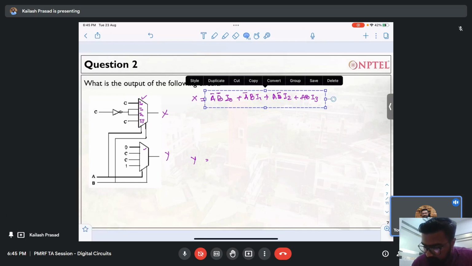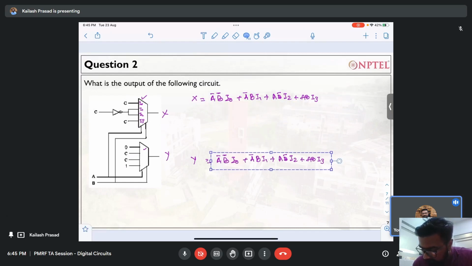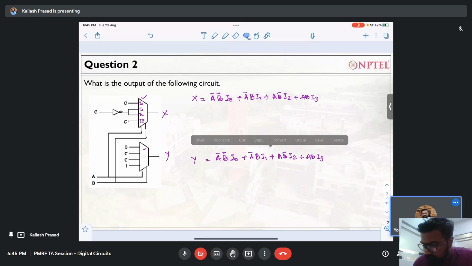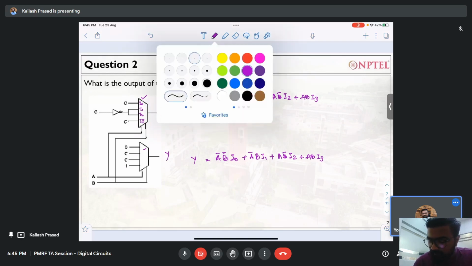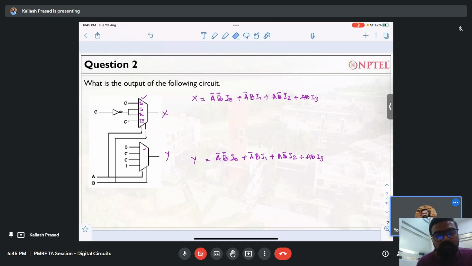See how to solve this problem. You write down the equation. If you write down the equation, half the question is already solved. And what you have to do is just put the values of I0, I1, I2 and I3. Right? Anybody want to tell me what X is and what Y is? Anyone? So what will be the first term?